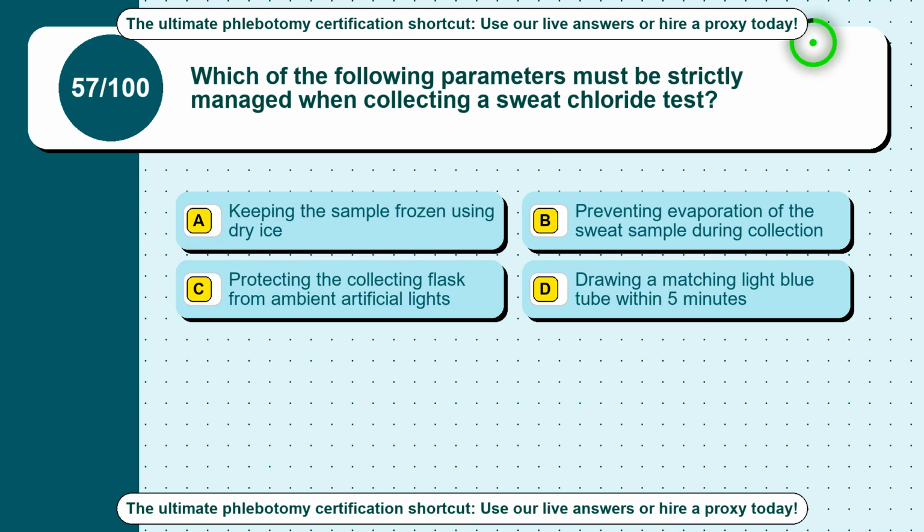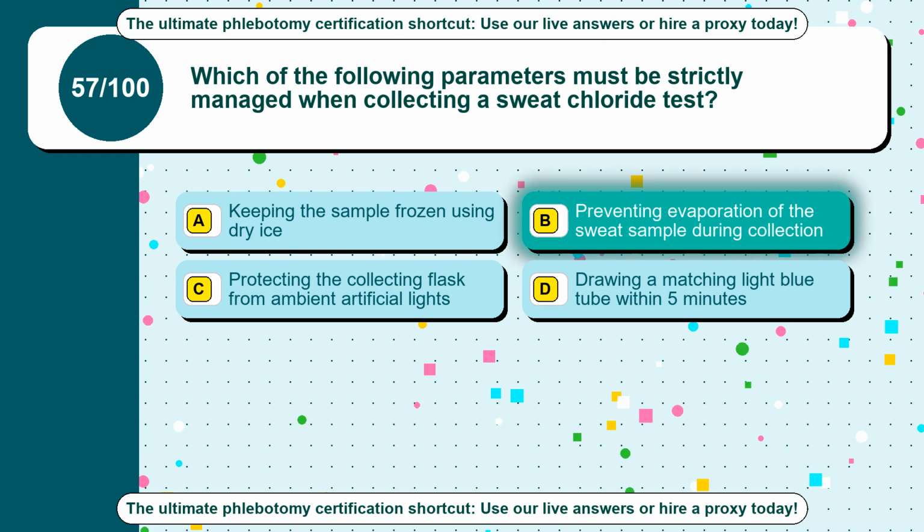Question 57. Which of the following parameters must be strictly managed when collecting a sweat chloride test? Option A, keeping the sample frozen using dry ice. Option B, preventing evaporation of the sweat sample during collection. Option C, protecting the collecting flask from ambient artificial lights. Option D, drawing a matching light blue tube within 5 minutes.